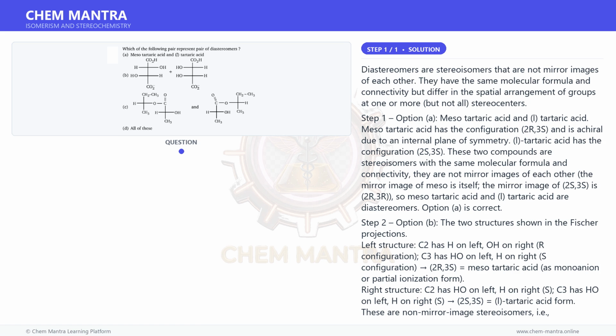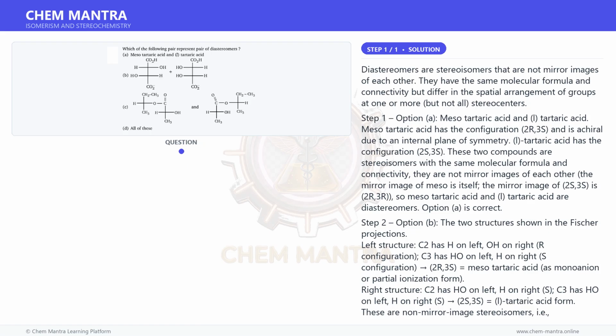2R, 3S is equal to mesotartaric acid. Right structure: C2 has HO on left, H on right, and C3 has HO on left, H on right, S. 2S, 3S is equal to L-tartaric acid. These are non-mirror image stereoisomers, i.e. diastereomers. Option B is correct and is essentially a structural representation of option A.